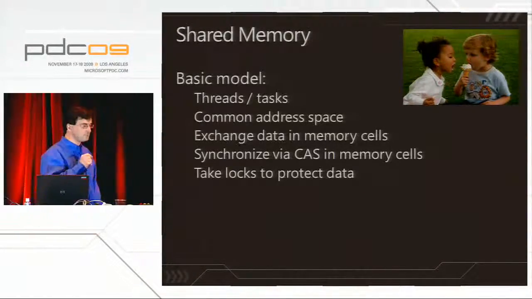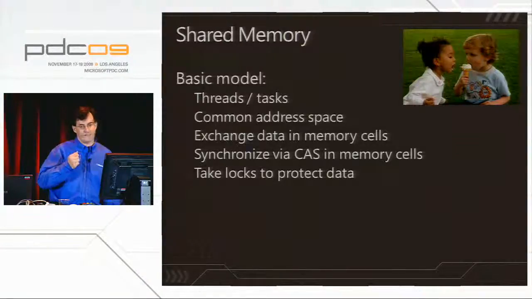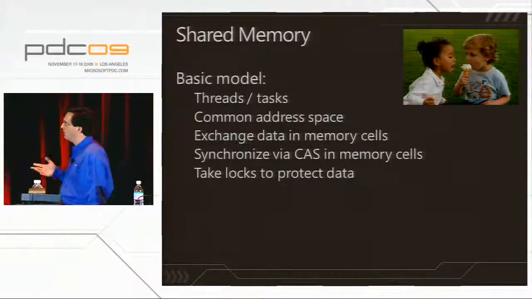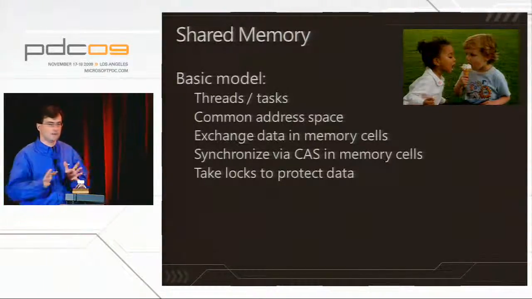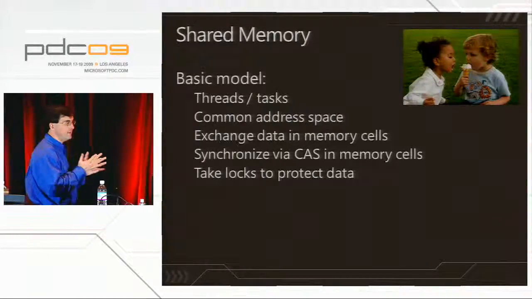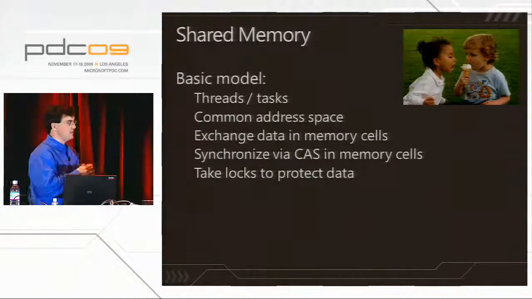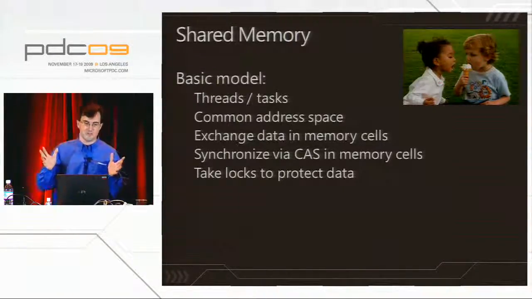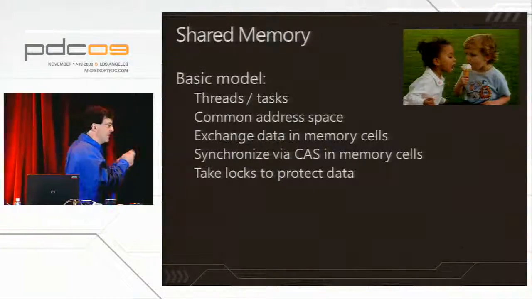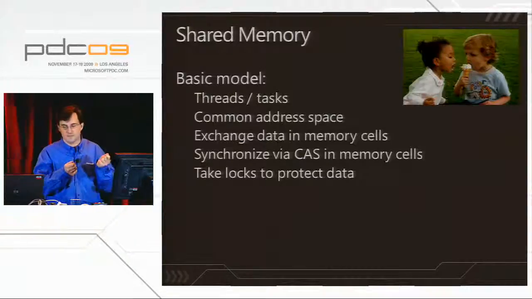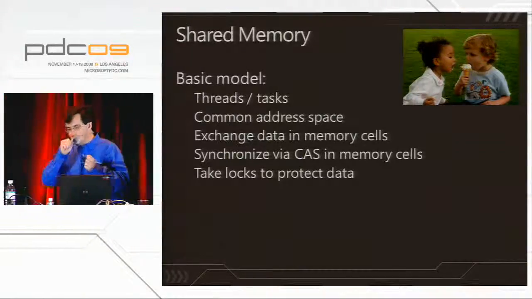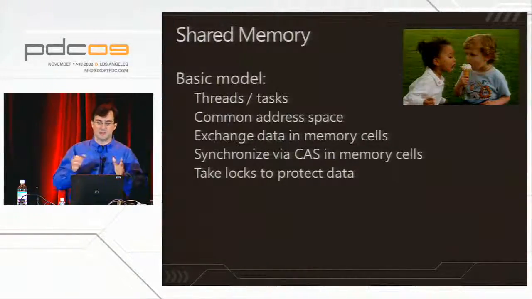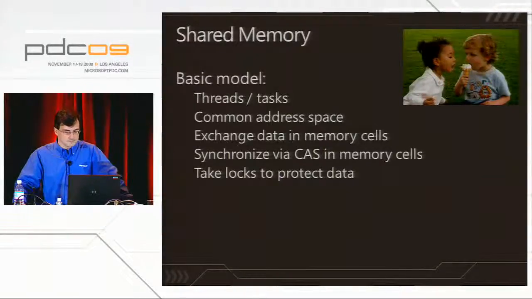The issue is this. We have a basic model where we have 3 threads or tasks that are just running along, doing their own thing, without really coordinating anything with each other. They're addressing a whole big bag of address space. It's just memory locations ultimately that they're manipulating, reading from and writing to. This is how they exchange data. This is how they communicate with each other. And they then synchronize via compare and swap in memory cells.